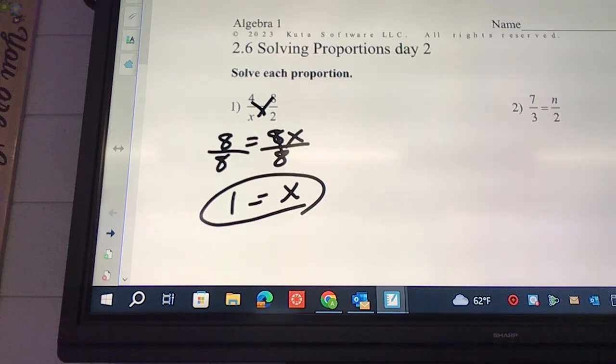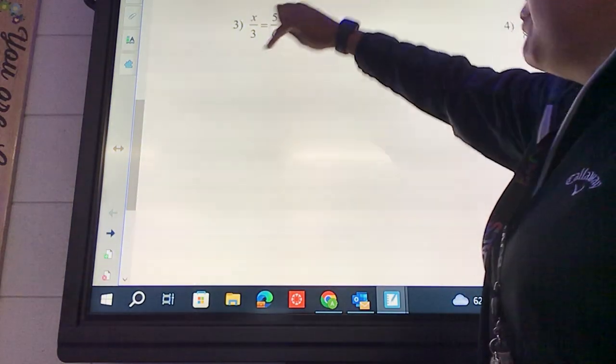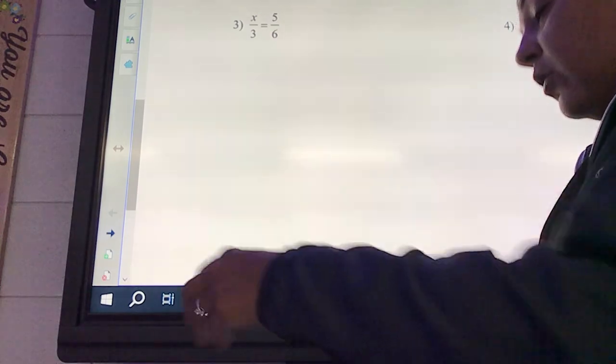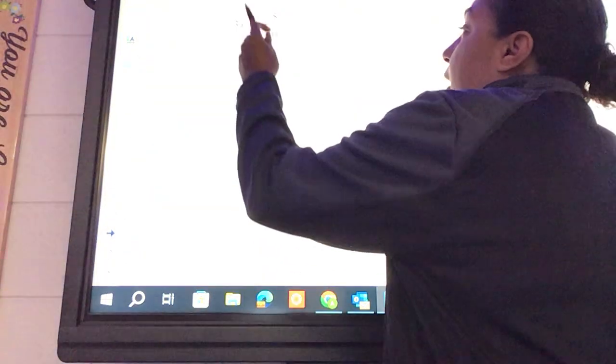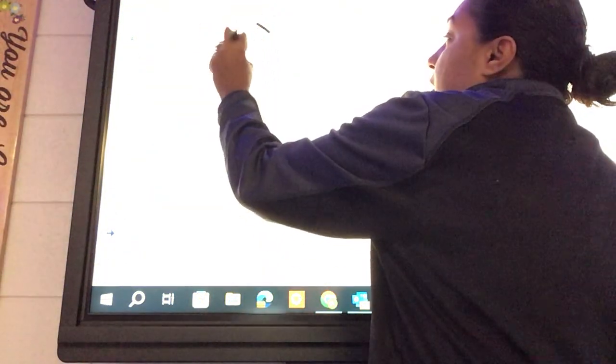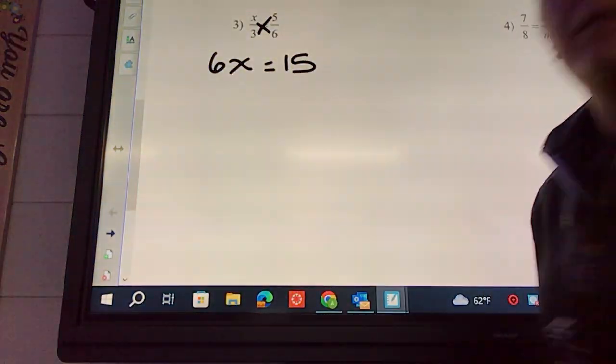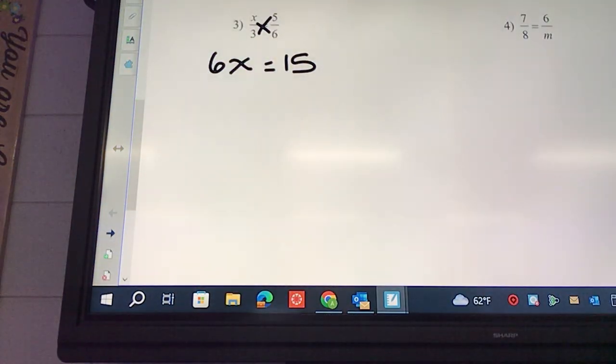Okay, number 3. Again, what I mean by that, there's 1x, 1, 3, 1, 5, 1, 6. There's one piece on every row. So you're going to cross multiply. So 6 times x is 6x. 5 times 3 is 15. And then we're going to divide by 6.